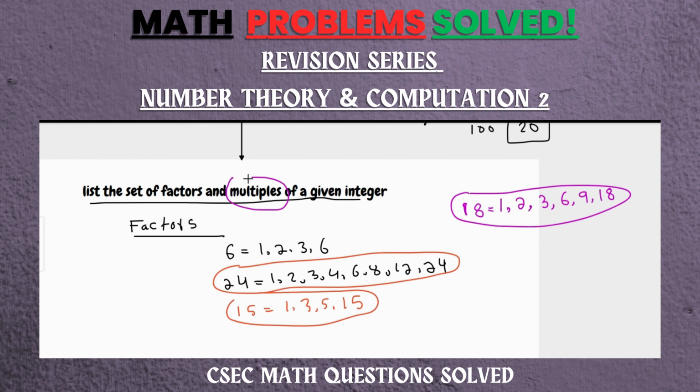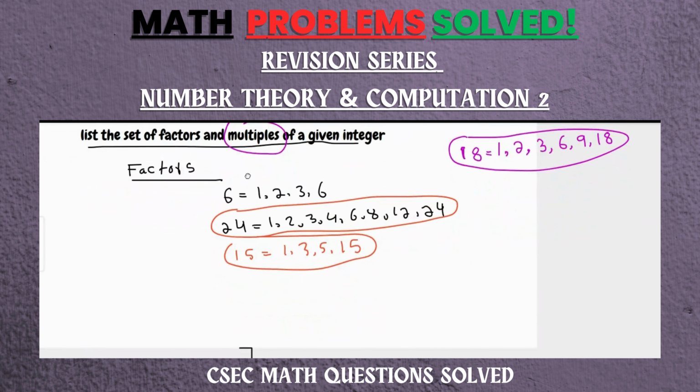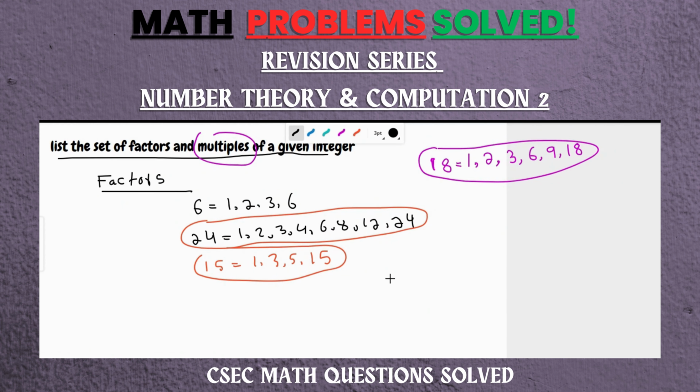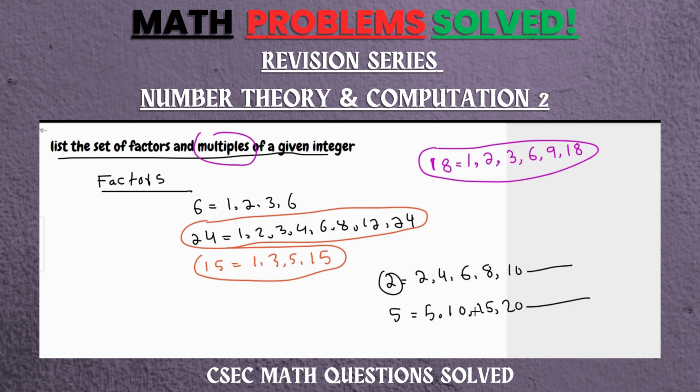And what are multiples? Multiples are the numbers which can be divided by a number. For example, the multiples of 2: 2 times 1 is 2, 2 times 2 is 4, 2 times 3 is 6, 2 times 4 is 8, 2 times 5 is 10. These numbers are multiples of 2. And what are multiples of 5? 5 times 1 is 5, 5 times 2 is 10, 5 times 3 is 15, 5 times 4 is 20. All these are multiples of 5.